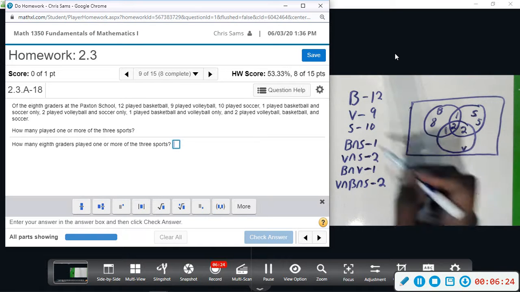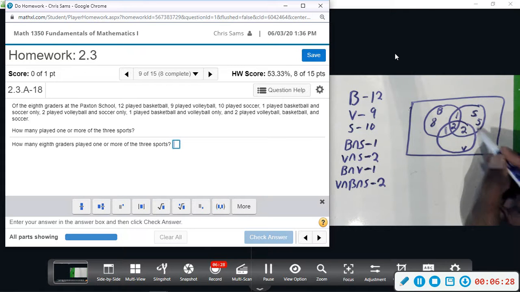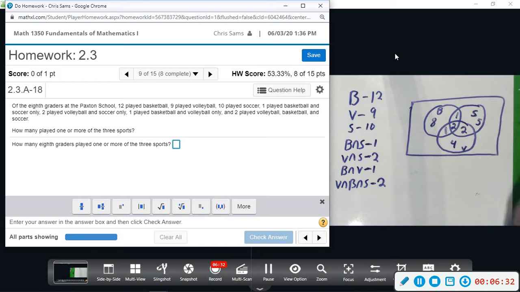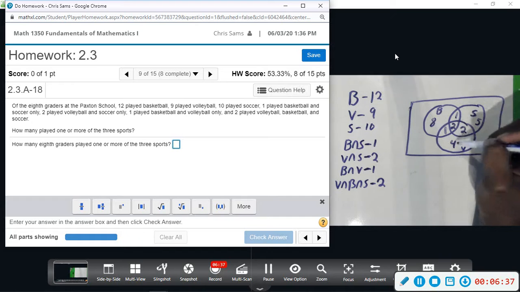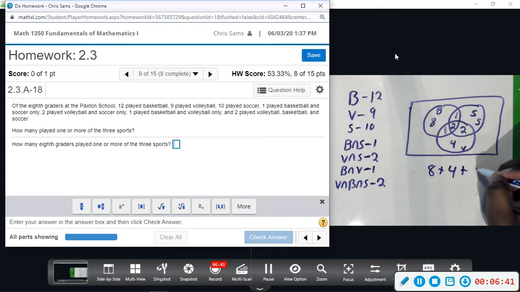All right, now for volleyball, we have 9. We already have 5 of them accounted for. So take 9, take away 5, that will leave us with 4. So one sport would be 5, 8, and 4. We just add those up, and that will give us 17. So the answer that we want for people who played one sport only would be 17.